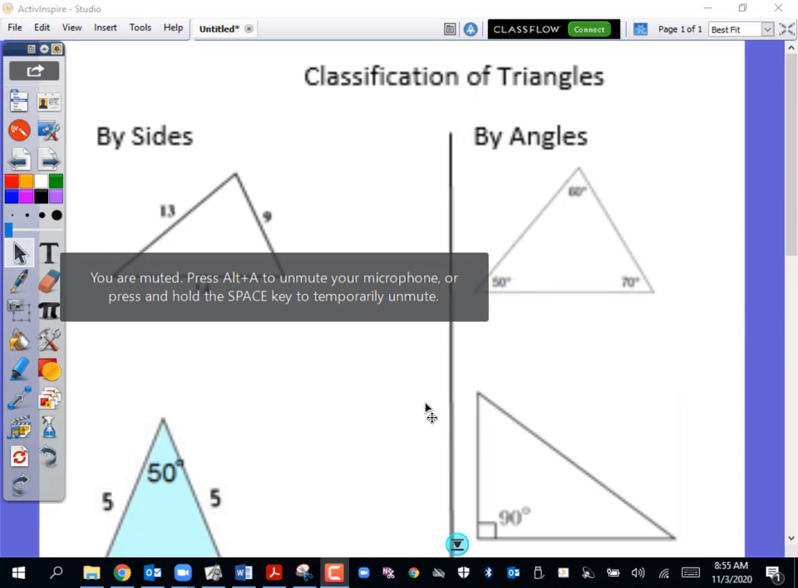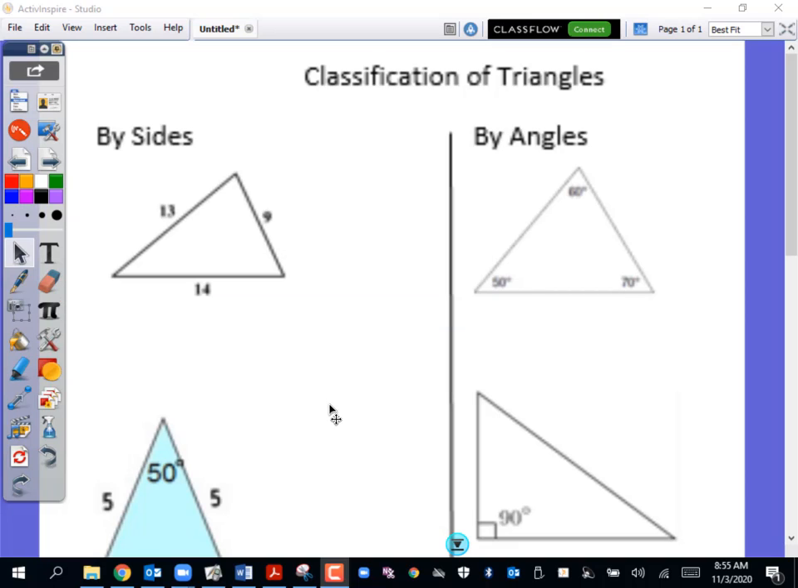Okay, so our next unit is on triangles. First we have to be able to classify triangles, which means we have to be able to name the triangles. There's two different ways you can name them. You can name it based on how long the sides are, or you can name it based on the measures of the angles. So we're going to do all the sides ones first.